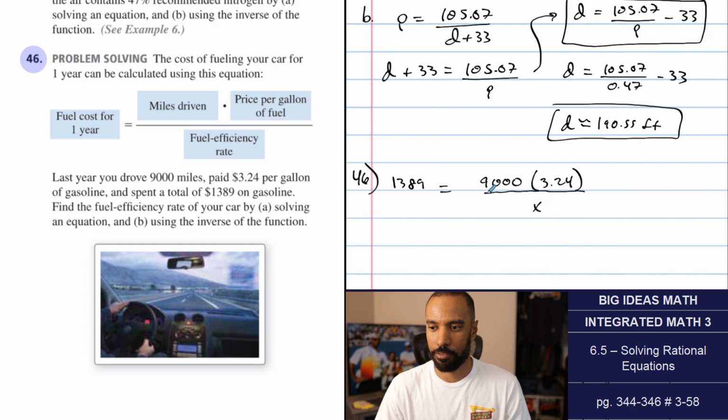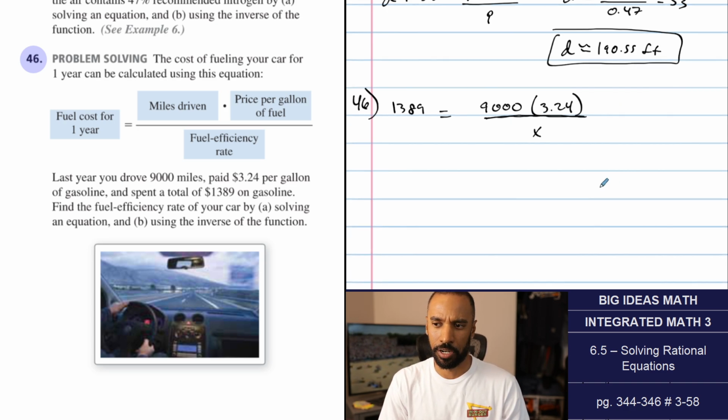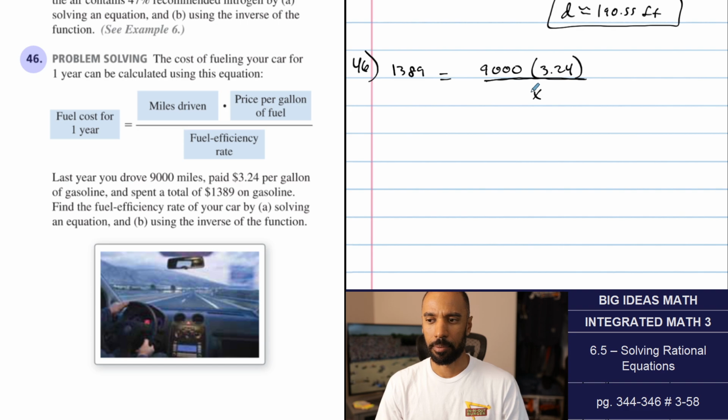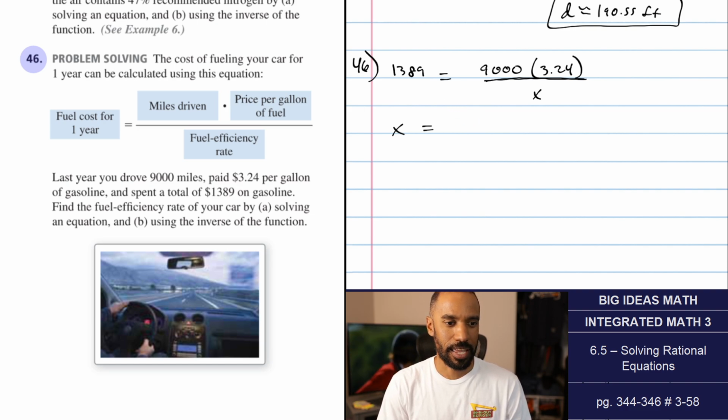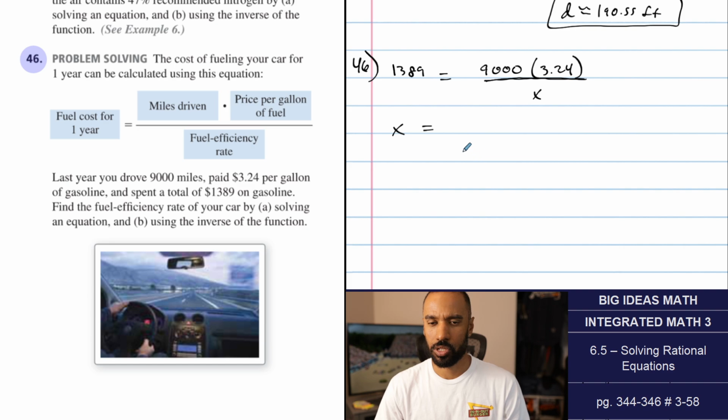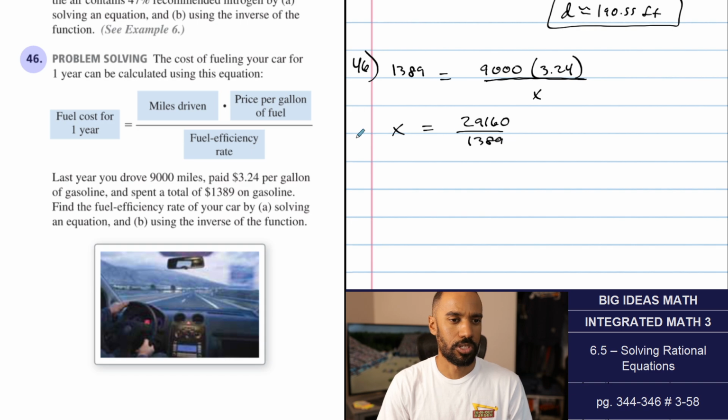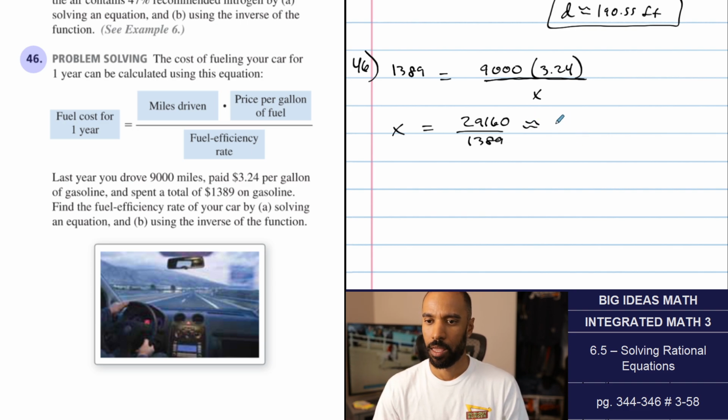So let's do it this way first, and then finding the inverse after. Okay. I'm going to multiply both sides by x and divide both sides by 13.89. Let's do this now. 9,000 divided by... I feel like I'm doing the same thing both times, though. If I do the inverse, I don't have to think about it. So let's divide this by 1389. And I'm getting 20.9935, around 21.